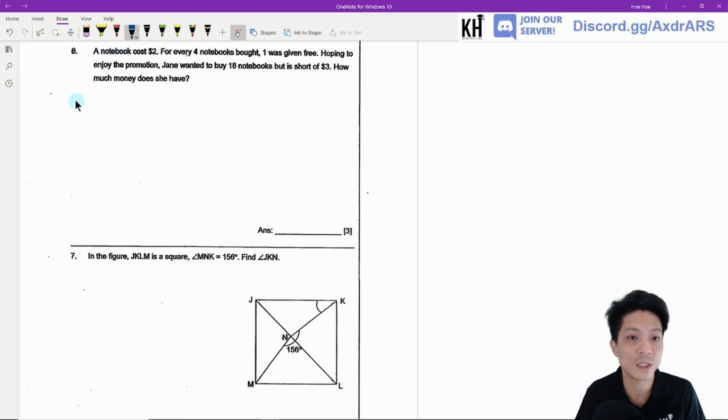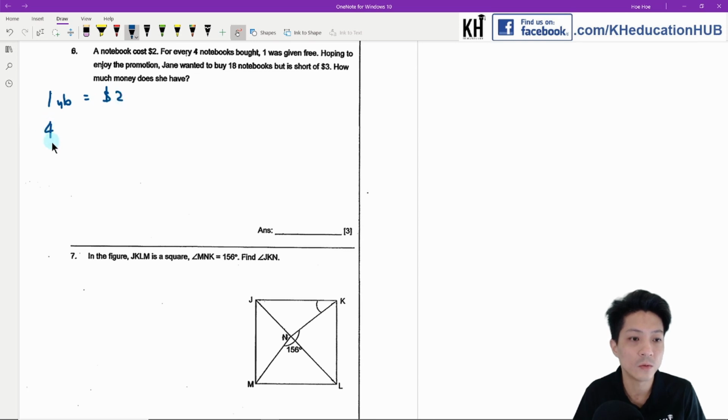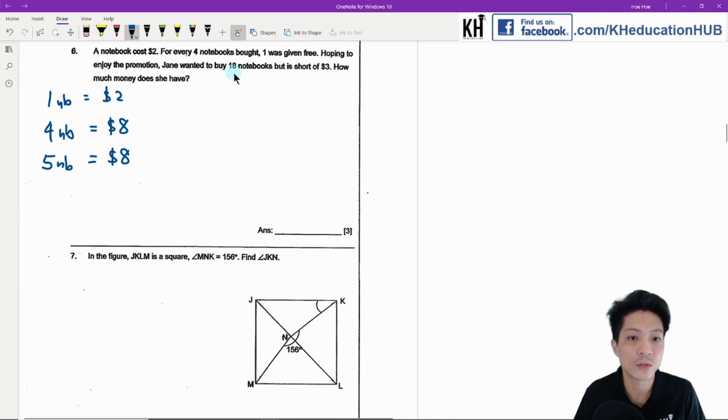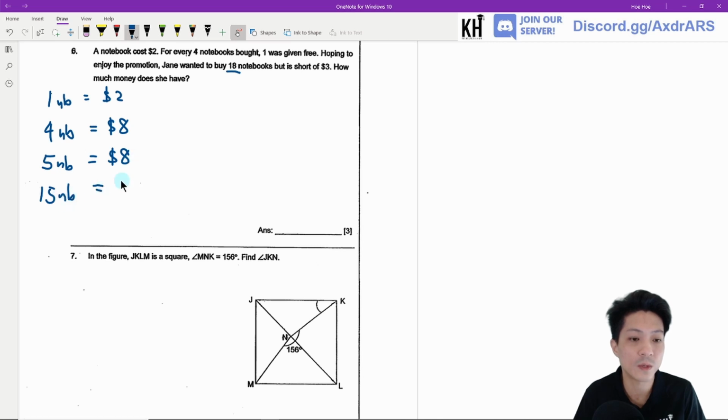A notebook costs $2. For every 4 notebooks bought, 1 notebook is $2, so 4 notebooks is $8, right? But you're given 1 free, so it is as if you bought 5 notebooks for $8. So I'm gonna try to get to 18. To get to 18, I'm gonna times 3, so 15 notebooks is equal to 8 times 3, which is $24.